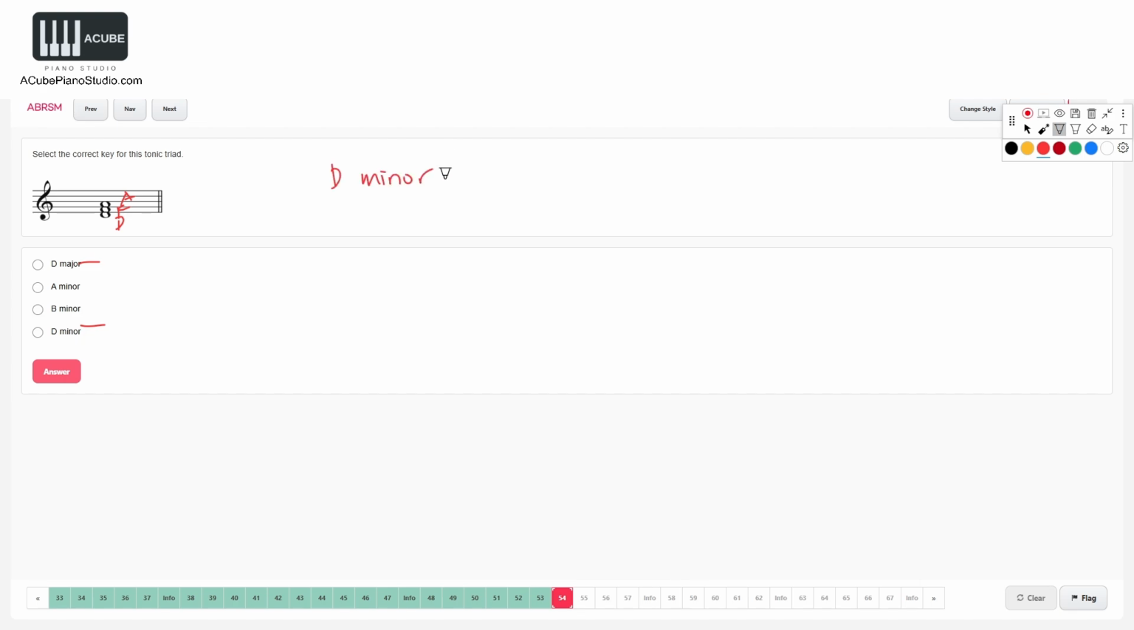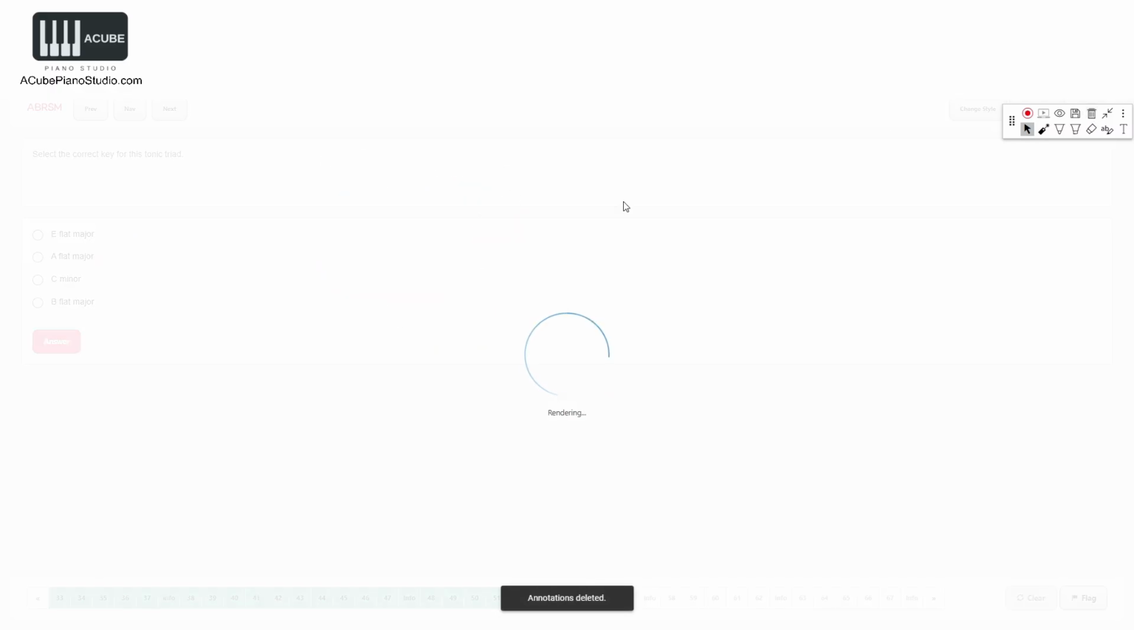Okay, D minor has B flat, right? So therefore, your tonic triad will just be D, F, A. How about D major? It has both F sharp and C sharp. So the tonic triad for D major will be D, F sharp, and A. So this doesn't have F sharp, so it is not D major, it is D minor.